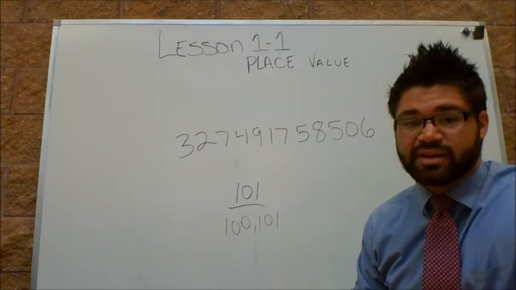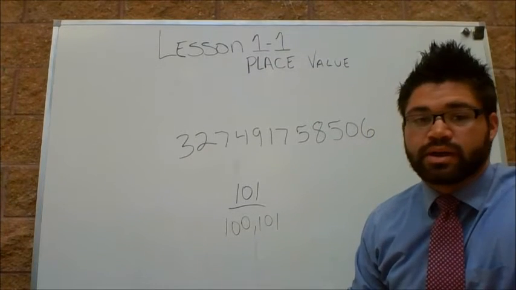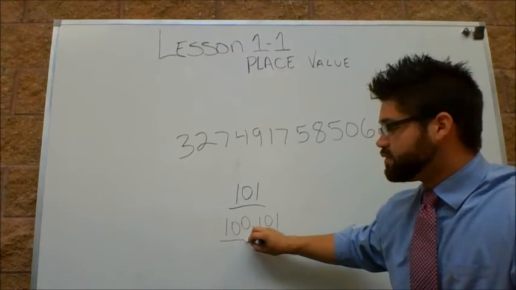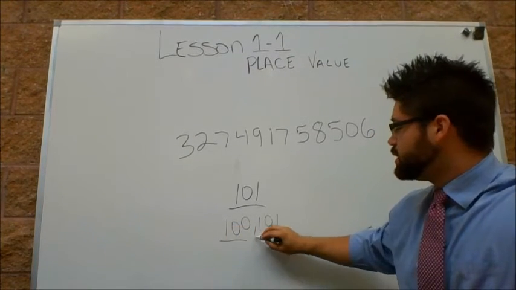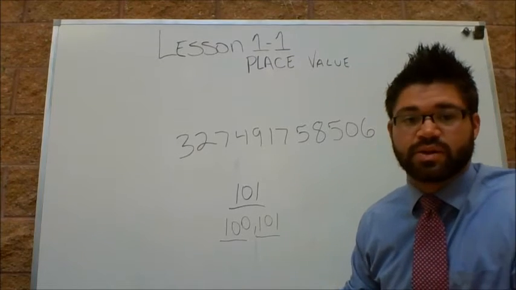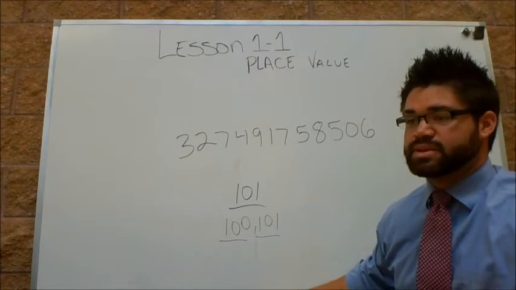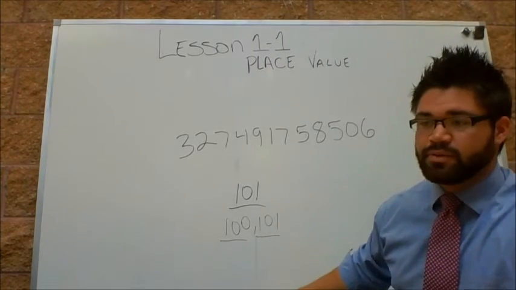If I put that 100,000 in 1, or 100,101, then there's 2 periods. There's the first period, that's 3 digits, and there's the second period, that's 3 digits. So anytime you have 3 digits together in a number, that's called a period. Okay, so that's going to kind of help us out. And I'll leave that up for you, actually.